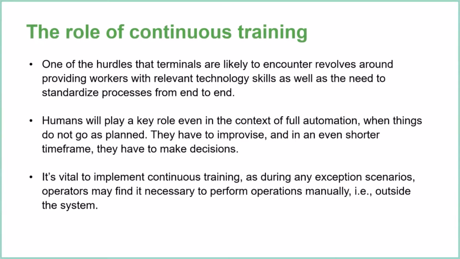Okay, automation is not just pressing a button and everything happens, right? Humans will play a key role, even in the context of full automation, when things do not go as planned. They have to improvise, and in an even shorter time frame, they have to make decisions. That's why it's vital to implement continuous training, as during any exception scenarios, operators may find it necessary to perform operations manually, i.e. outside the system. Marc, can I get your take on these points?